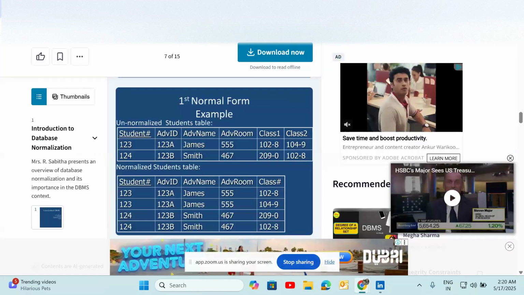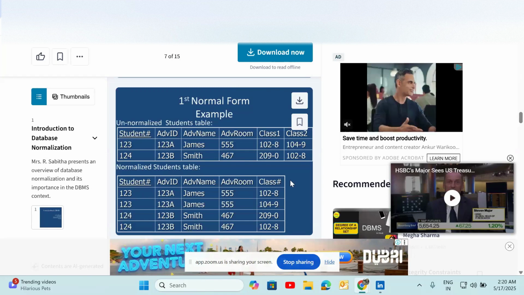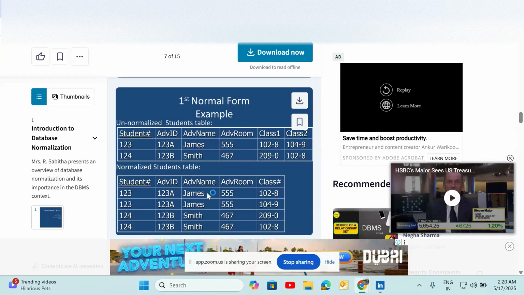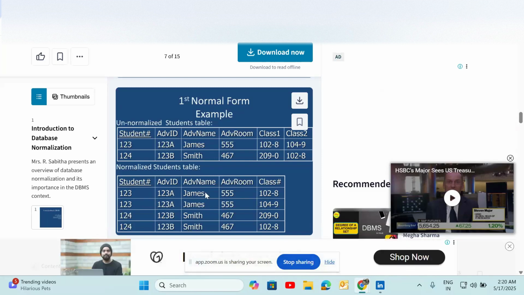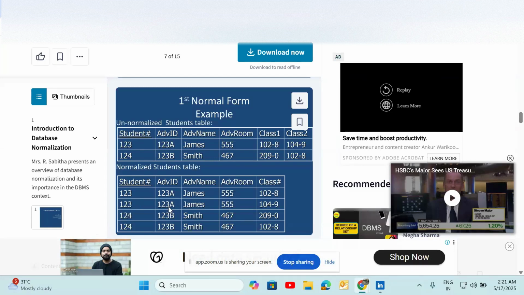In this scenario, this is the normalized form and this is the unnormalized form, right? What happened? They have the student ID, advisor ID, advisor name, advisor room, and class. And the same student ID, advisor ID, name, and what will happen? In the unnormalized form there are duplicate values, right? But in the normalized form duplicates are not available, right? And here is data repetition. This is the first normal form, normalized. This is called first normal form.